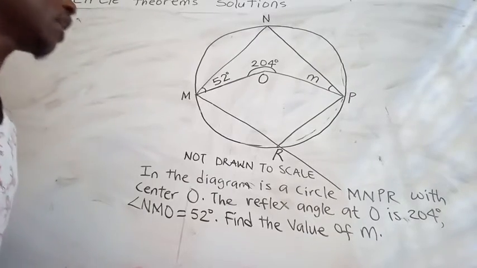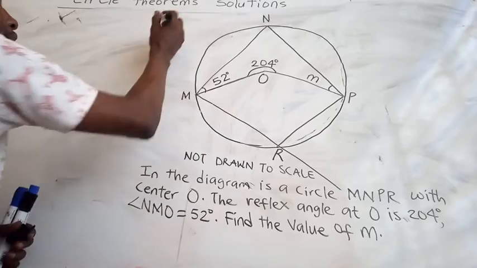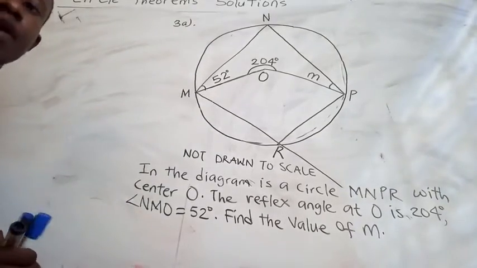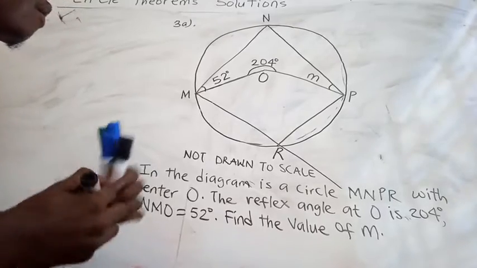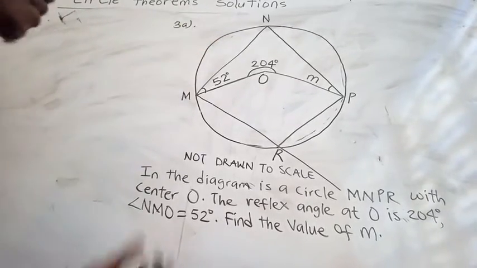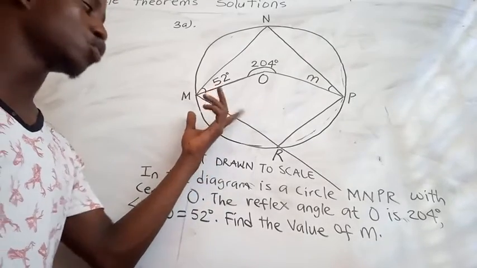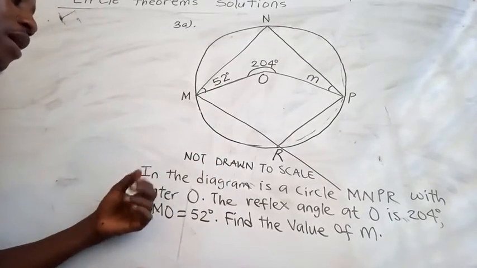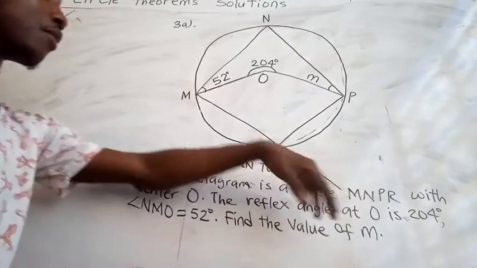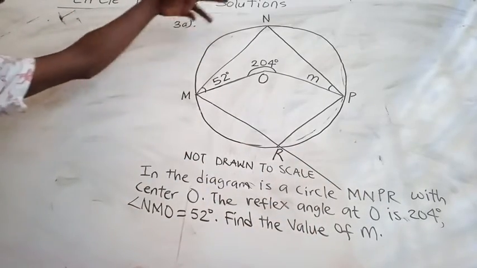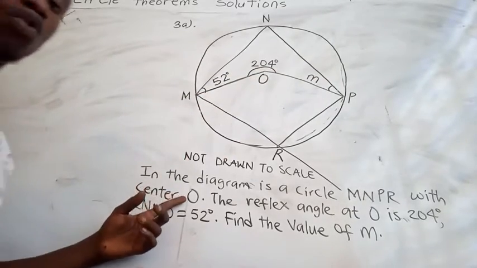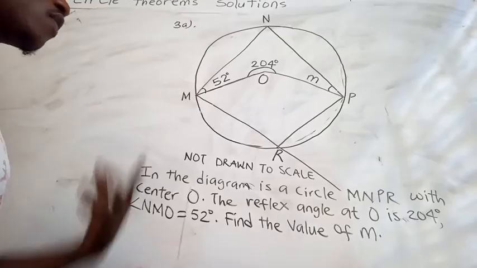Alright, now let's look at question 3a. So this question is question 3a. Here we are told that this diagram is not actually drawn to scale. In a diagram is a circle MNPR. MNPR is a circle with center O. So O here is the center of the circle.